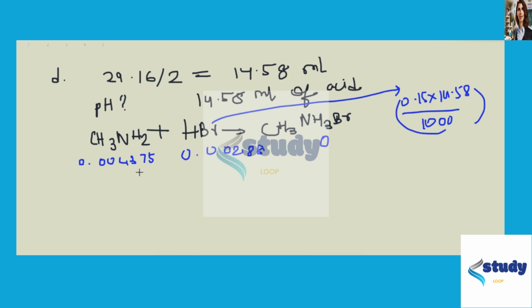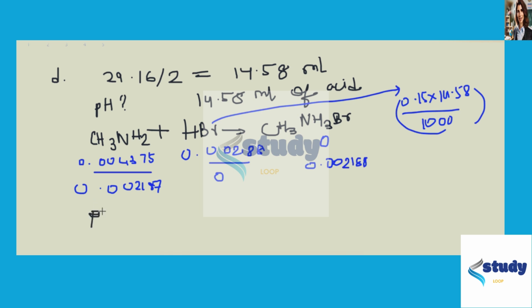So again, this is greater than this, so this is in excess. Base is in excess. Acid is in a smaller quantity, so when you subtract this amount from this, you are left with 0.002187. This is 0, and the amount of salt you formed is 0.002188.